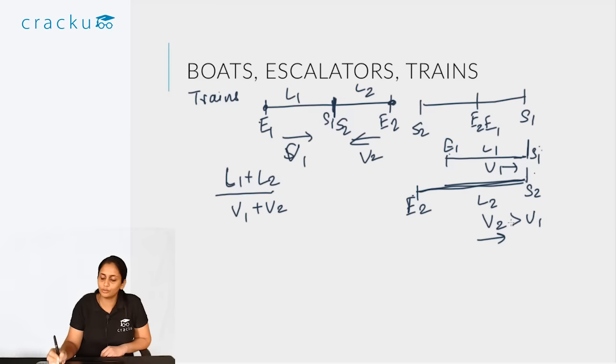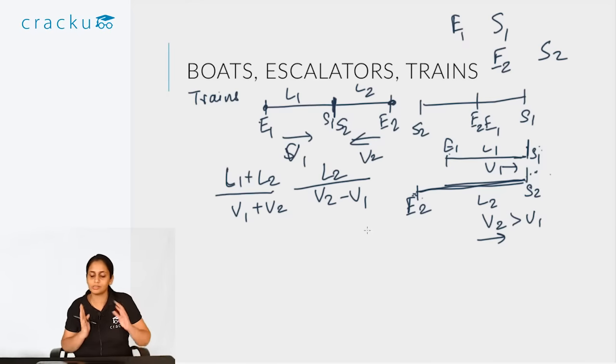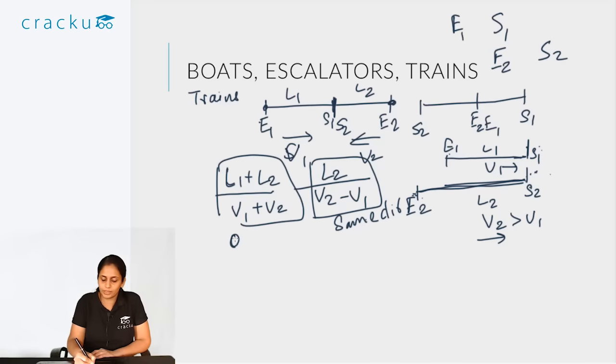So for train 2 to completely cross train 1, it has to cover its own length essentially. So essentially from here, E2 has to come over here. So it has to be like E1, S1, E2, S2. So essentially the distance that has to be covered is the length of the own train. So that is L2. And the relative velocity at which it will cover will be V2 minus V1. So that is the time taken by two trains to cross when they are moving in the same direction. This is when they're moving in the opposite directions.